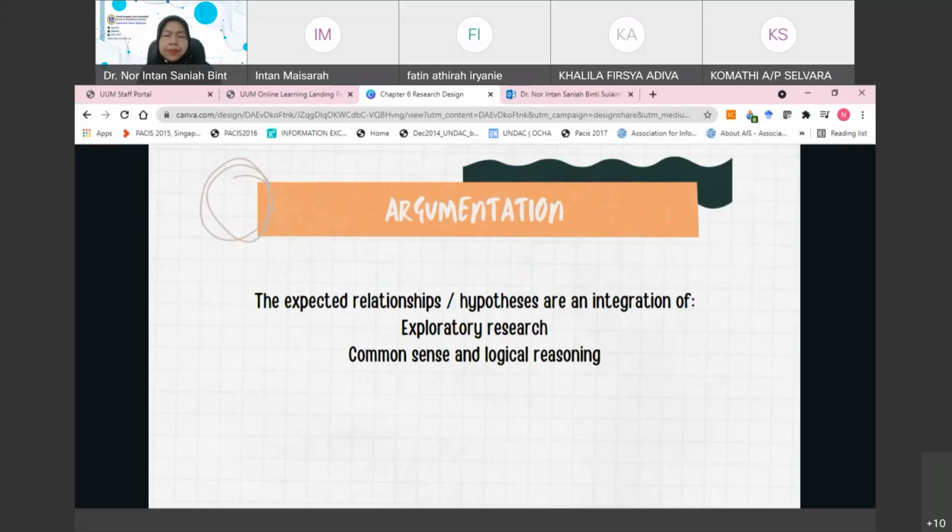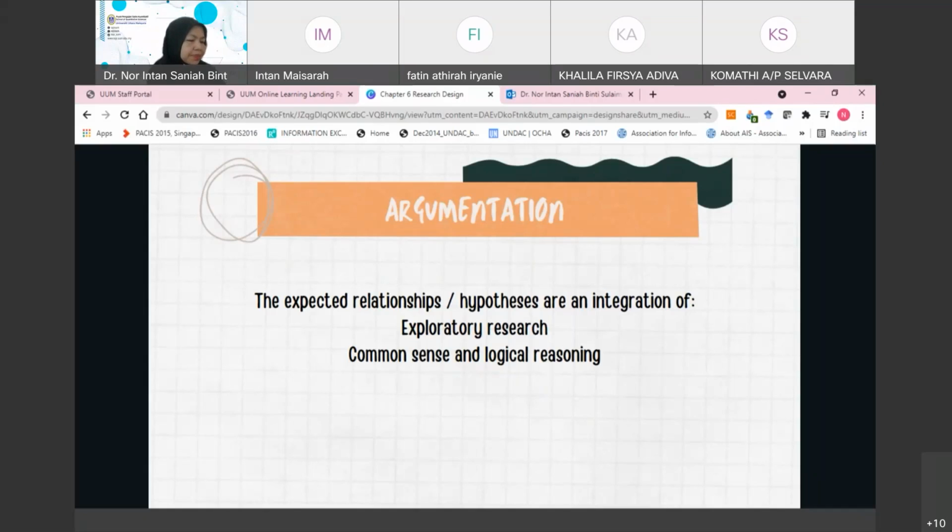Okay, so however, they have some argumentation so that you can be aware of that. Sometimes the expected relationships or hypothesis can be an integration of exploratory research or common sense and logical reasoning. So dia ada penakulan logik juga. Okay, some sort of logic, you apply your discrete math and some sorts of that to develop your hypothesis.